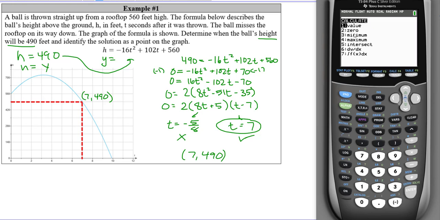We don't want the value. We don't want the zeros, minimum or max. We are looking for where those two lines cross each other. So that is the intersection.